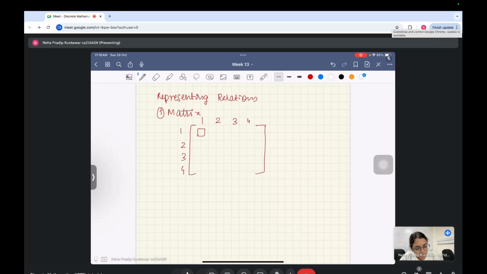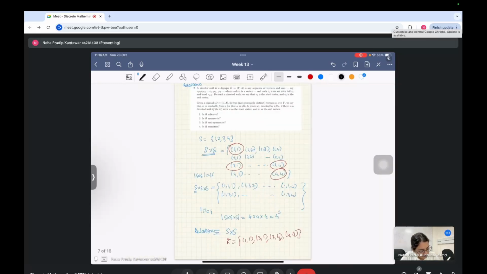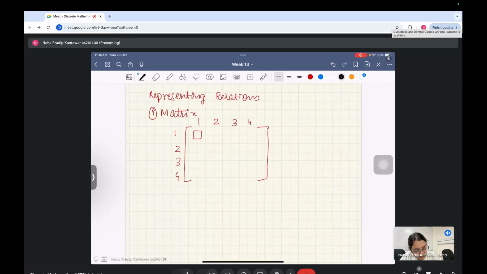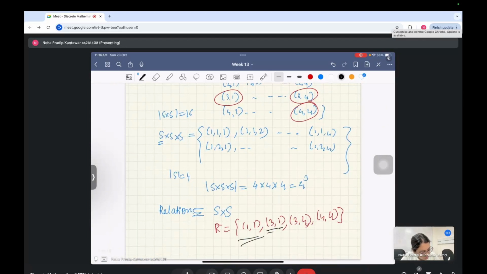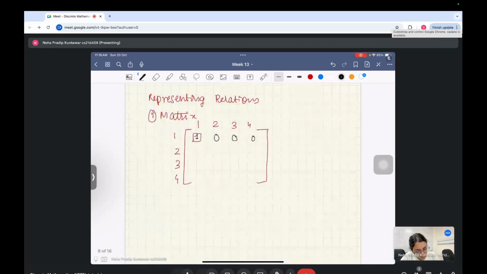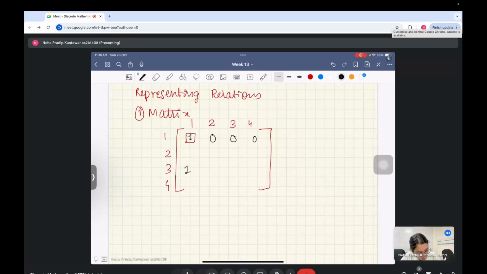So 1 comma 1 is in this set, therefore I'll write a 1 here. But 1 comma 2 is not, therefore I write a 0, and so on. So the only entries that get 1 are 3 comma 1, 3 comma 4 and 4 comma 4. Everything else is a 0. So this is one possible representation of a relation.